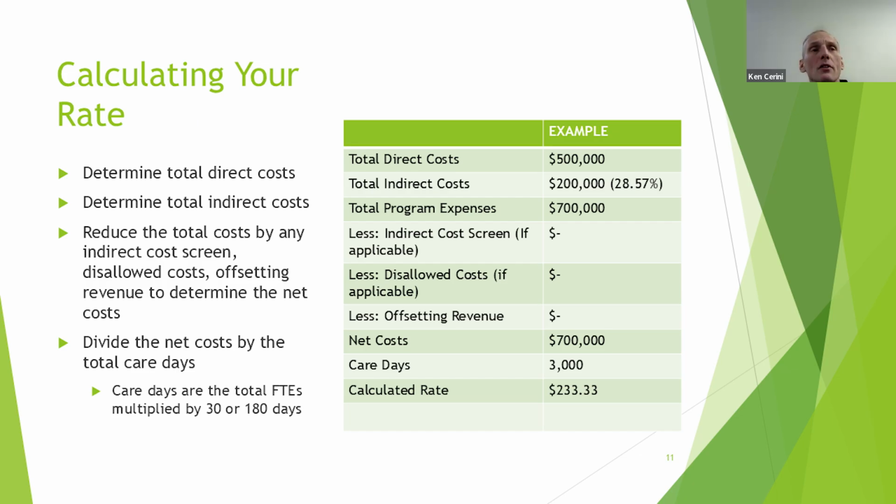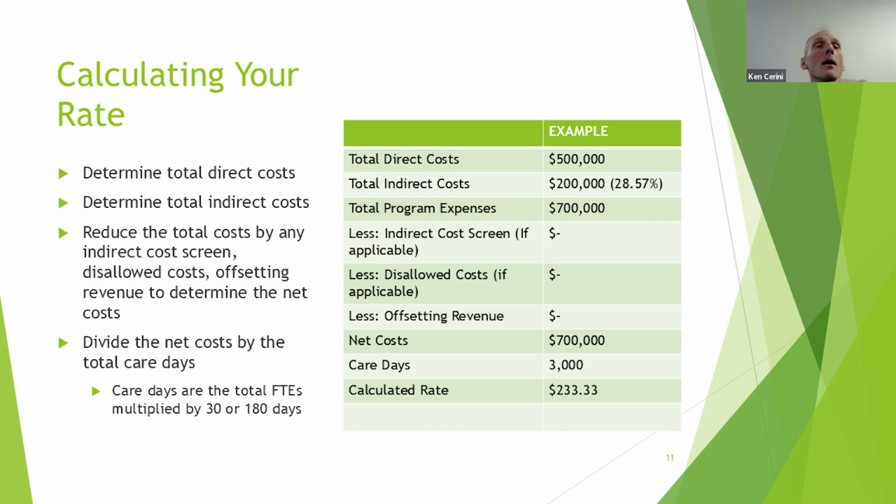So once you back all of those things out, you come down to your net cost. You divide your net cost by your care days, and you come up with a calculated rate. In this case, it's showing a calculated rate of $233.33. The way you calculate your care days is basically it's your student FTEs times 210 days if you're open all year round.